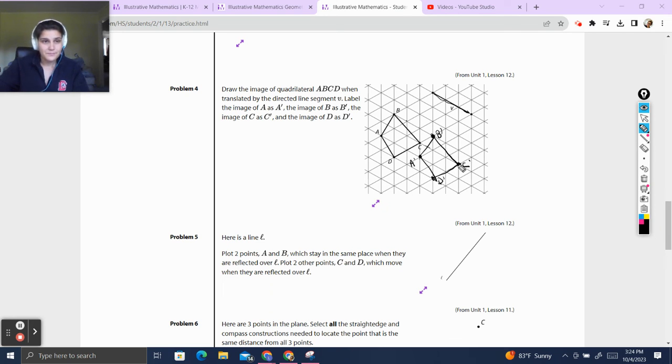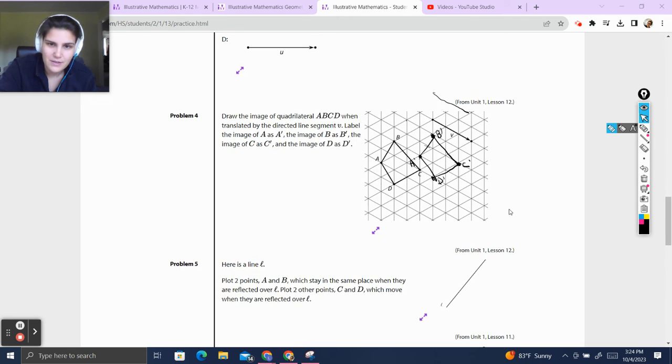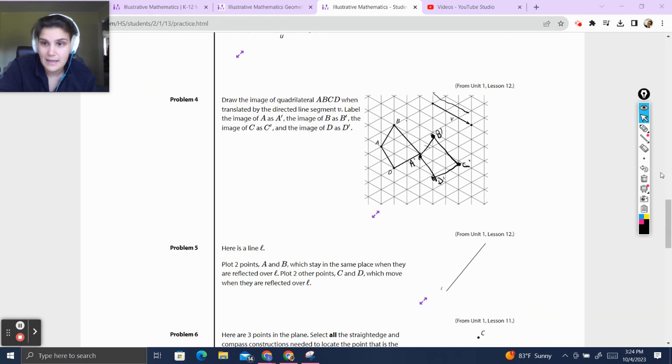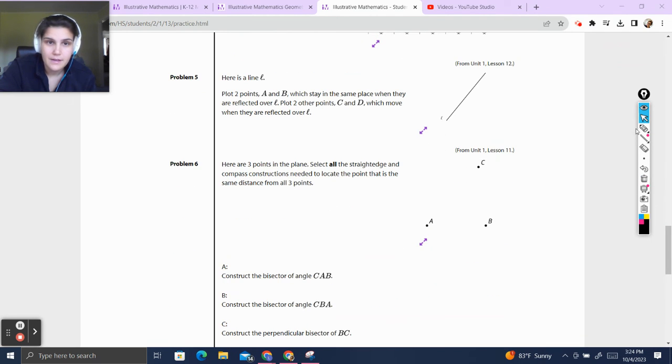And that's it. Let's go on to the next question. Now, I can't move side by side like that, but as you can see, if I kind of brought them up and over, we'd actually be able to see how these two shapes lined up. Problem 5. Here is line L. Hello, line L. A and B would stay in the same place when they are reflected over L.